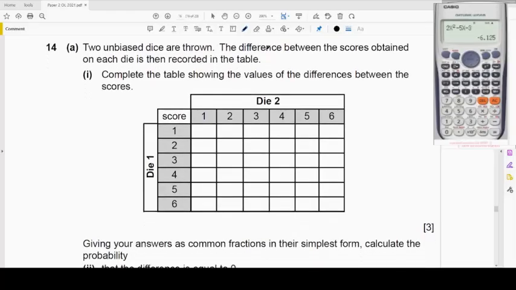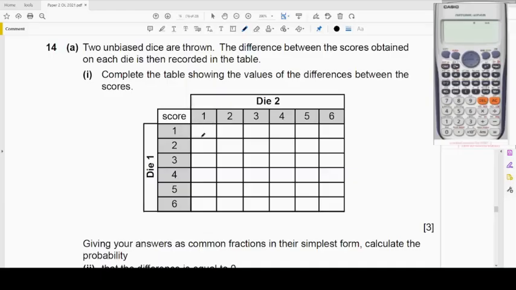Number 14, we're told that 2 unbiased dice are thrown. The difference between the scores obtained on each dice is then recorded on the table. Complete the table. So here you just take the bigger number minus the smaller one.